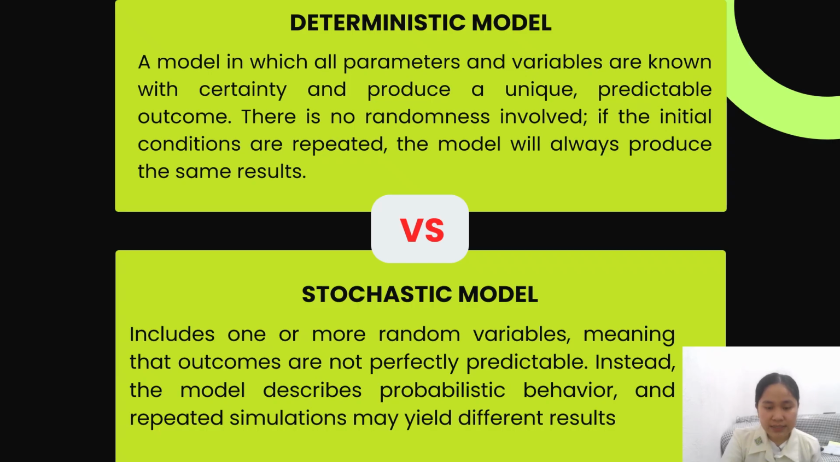While the stochastic model naman includes one or more random variables, meaning that outcomes are not perfectly predictable. Instead, the model describes probabilistic behavior and repeated simulation may yield different results. So, in this model naman, you cannot predict the outcome of it. Like a math formula, always give the same answer when the input is the same.